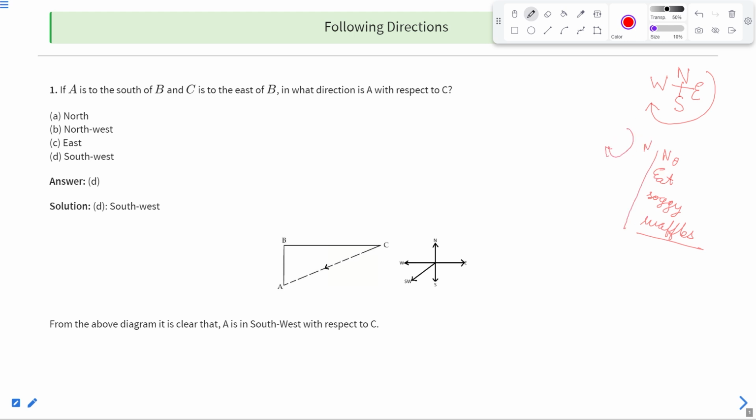What are the directions? North, east, south, west. ठीक है.